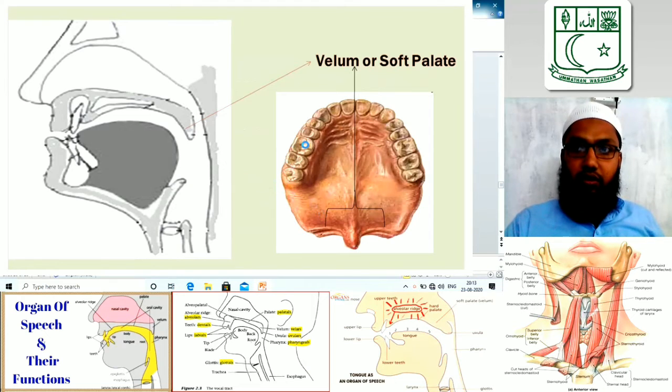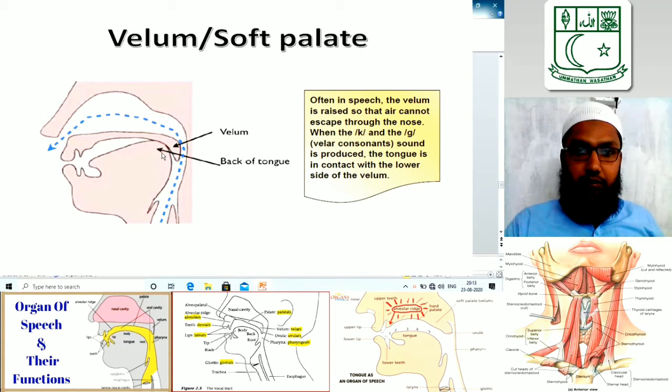Here we can see the soft palate. Just above the back part of the tongue, you can see the soft palate, which is completely fleshy. This is the soft palate or velum. Here you can see the back part of the tongue and the velum, and just opposite to the back part of the tongue, we can see the soft palate. Often in speech, the velum is raised so that air cannot escape through the nose. When the k and g velar consonant sounds are produced, the tongue is in contact with the lower side of the velum.